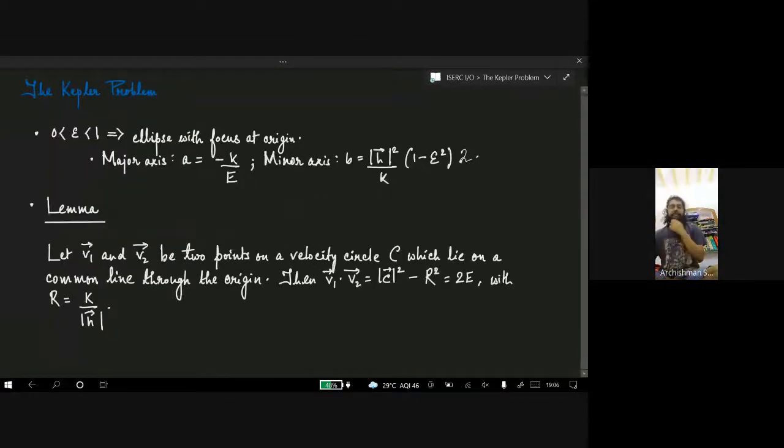So let me go ahead. The reason I'll be interested in ellipses is that when we study geometries, we'll study the regularization of the Kepler problem for negative energies, and in those cases you have ellipses. You can do a similar procedure for zero or positive energy, but it just turns out that negative energy is easier to explain. Okay, am I audible?